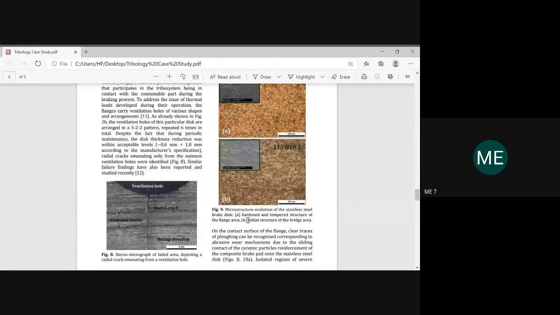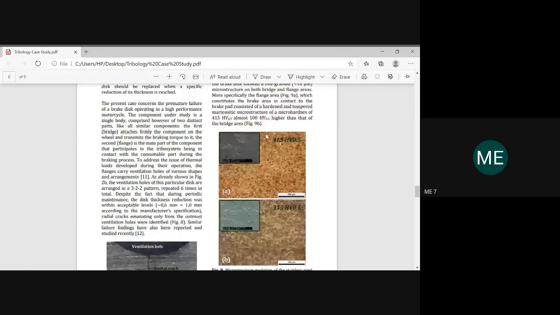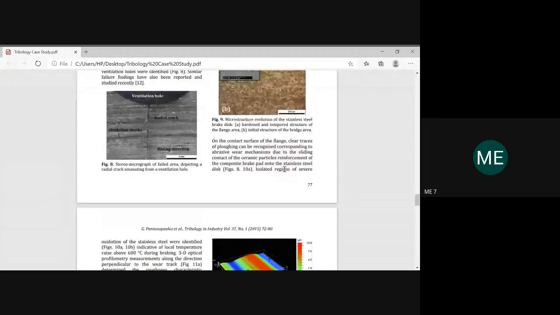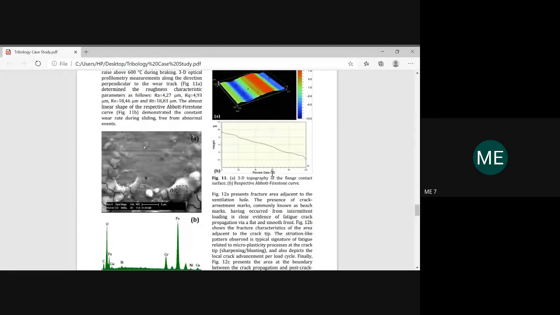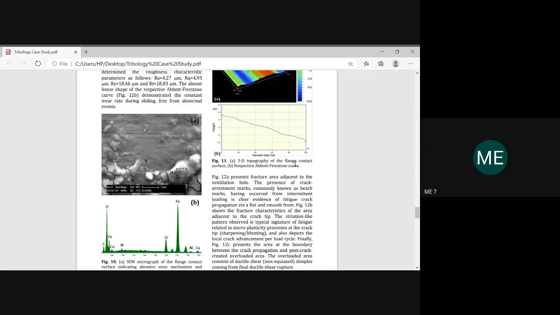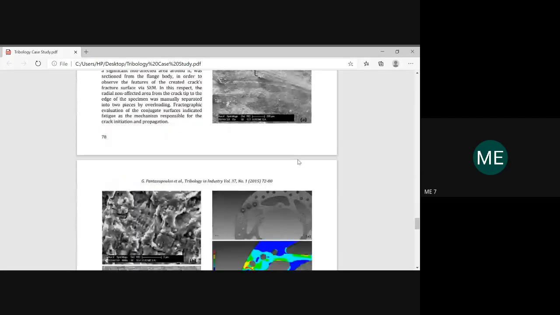B is the initial structure of the bridge area, and A is the hardness and tempered structure of the flange area. So this flange area will show you the variation which comes across due to wear. Please go through the entire analysis. You will really understand how good the concept of wear and friction is, and how it could be analyzed. You will be getting total information on it.